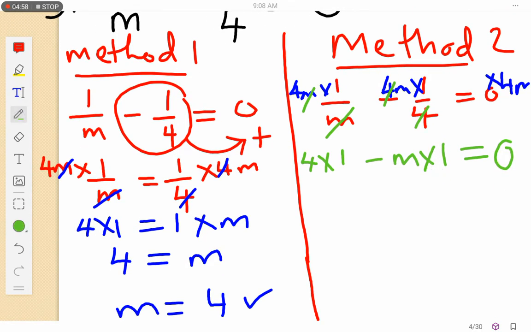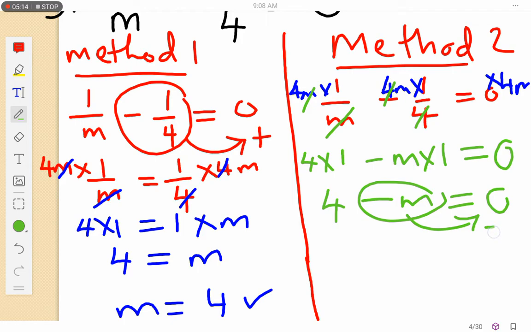Now we have that, we can simplify. 4 times 1, I get a 4, minus m times 1, I get m. This is equal to 0. I can now take this m to this side and it becomes plus m. So my m is equal to 4. Okay, so this is how you can solve it, using either of these two methods.